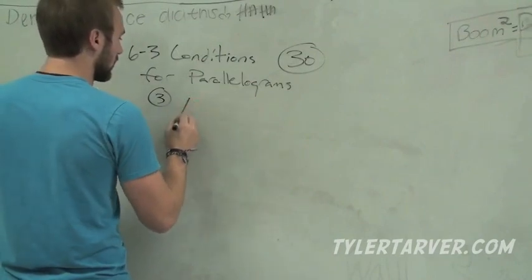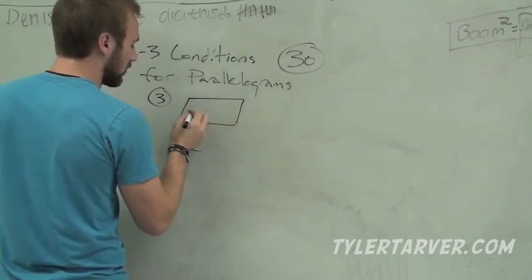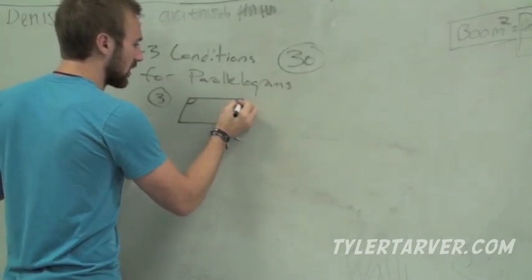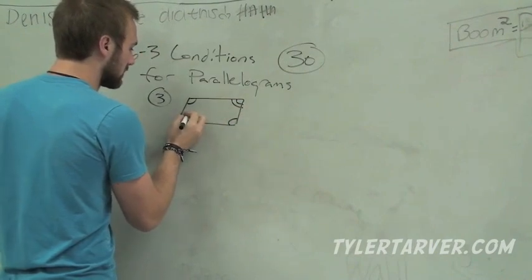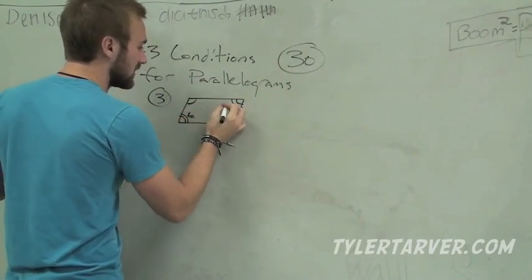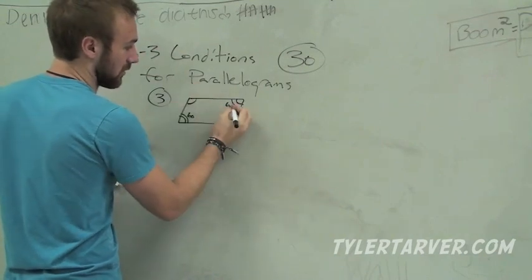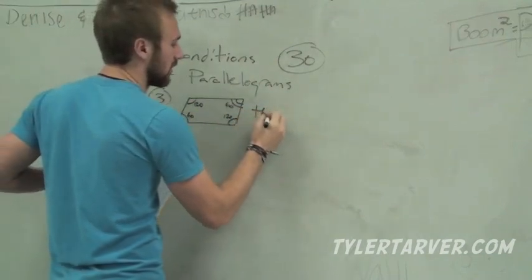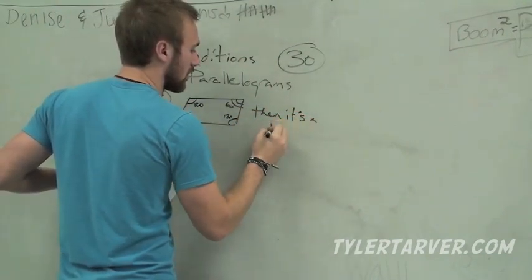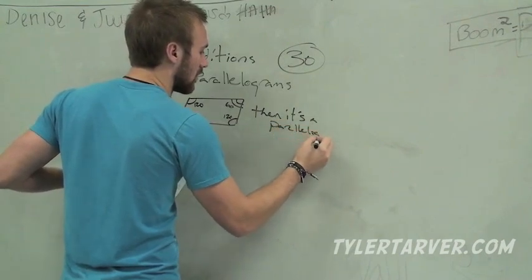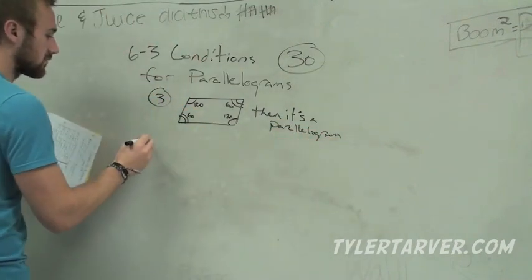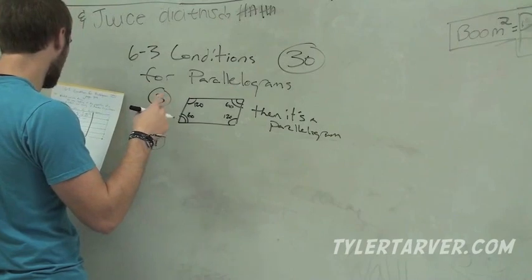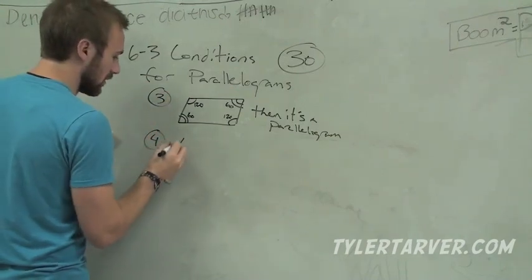Third thing. Okay? If we have a quadrilateral, and we know the opposite angles are congruent, if they're the same, like if that's, I don't even know, that's 60 and that's 60, and oh, well, we know they're supplementary, so that'd be like 120. And that's 120. Guess what? Then we know it's a parallelogram. Okay? So, opposite sides are congruent, or opposite angles are congruent, then we know it's a parallelogram.